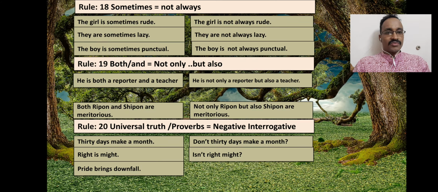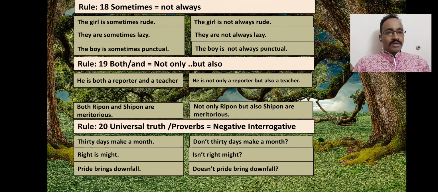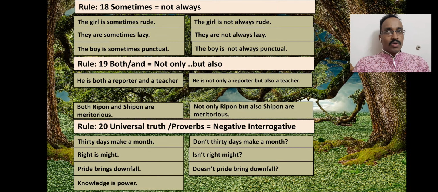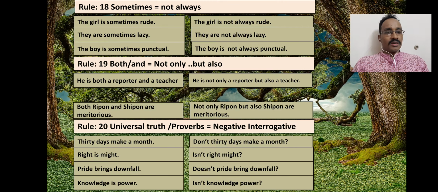Pride brings downfall. Brings is there, so doesn't pride bring downfall? Knowledge is power. Isn't knowledge power? So this is how we can make universal truths into negative sentences, but in this case we have to learn how we transform sentences into interrogative sentences.